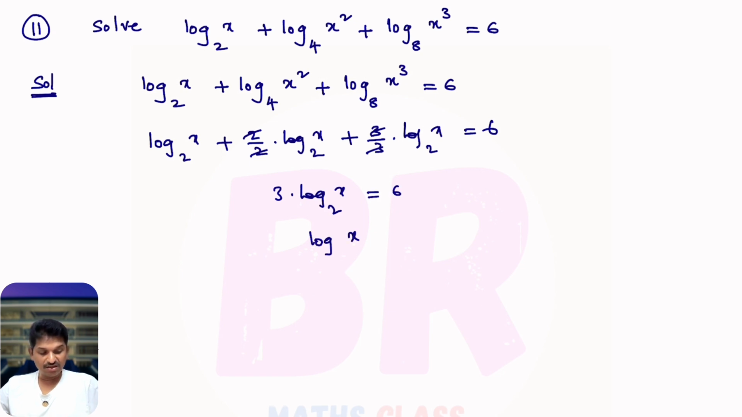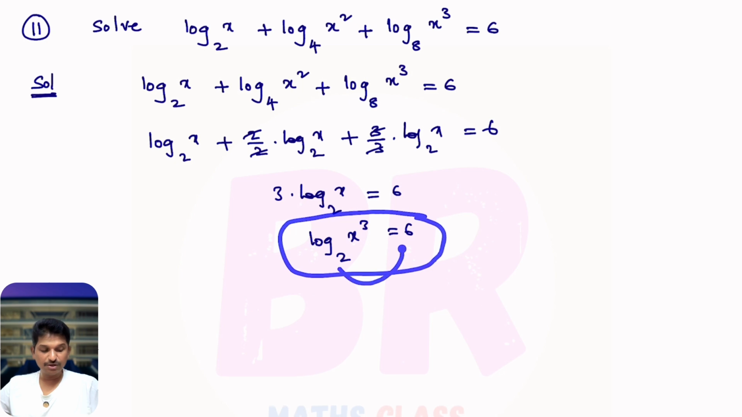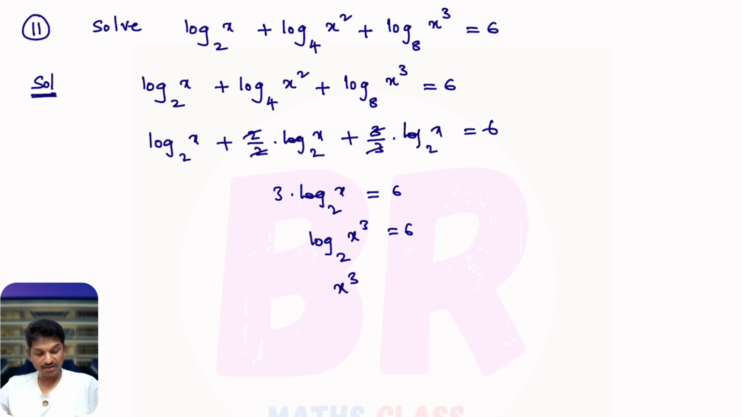3 times of log x base 2 equal to 6. This can be written like this, logarithm of x power 3 base 2 equal to 6, right? Now use that exponent form: 2 power 6. This can be written as x cube equal to 2 power 6. You want to find the x value, so take whole power 1 by 3 on both sides.